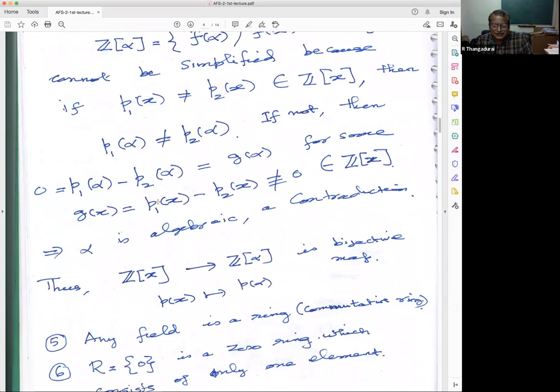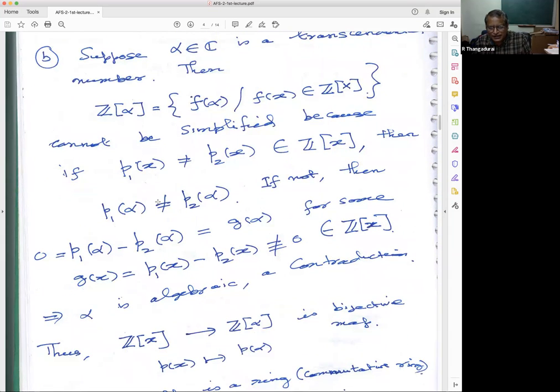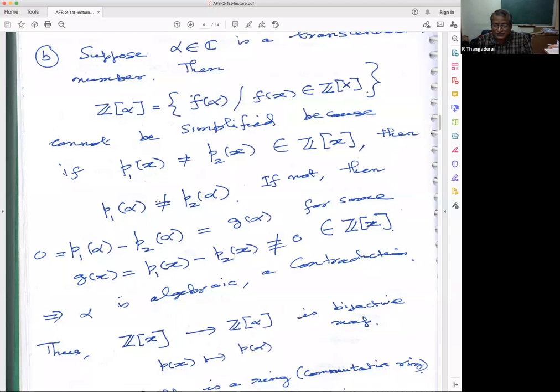So what does this say? It says that if we take a map from the polynomial ring Z[x] to the ring Z[alpha], sending any polynomial P of x to P of alpha, this map is bijective. The previous argument shows it is injective, and given any element in Z[alpha], you put x instead of alpha to see it is also surjective. So if alpha is algebraic, then we can simplify this ring. If alpha is not algebraic, then we cannot simplify this ring like the previous one.